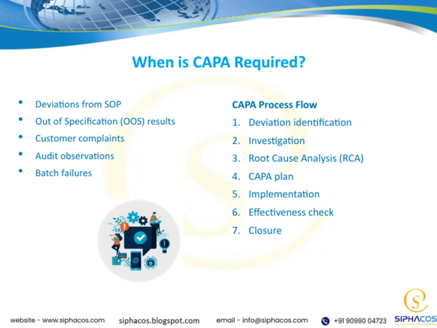Now, when is CAPA required? Well, it's triggered by certain events like deviations from SOPs, out-of-specification results, customer complaints, audit observations, or batch failures. Recognizing these signals is crucial because they indicate areas where our processes need improvement. Understanding the CAPA process helps us systematically address issues and uphold the quality standards that are vital to our success.